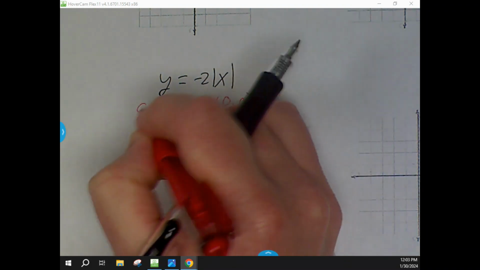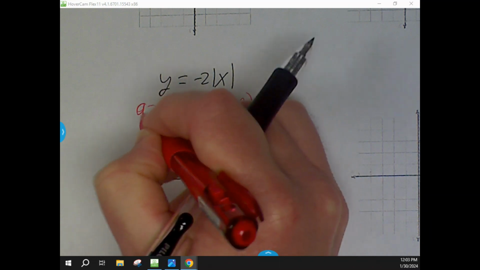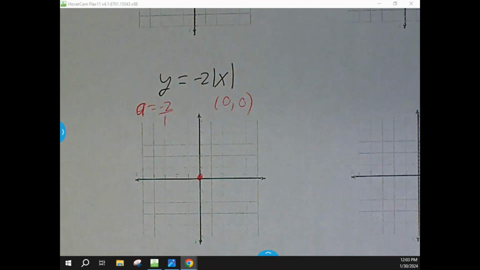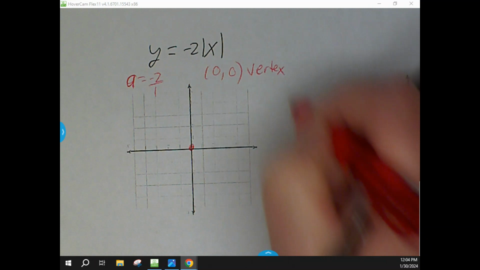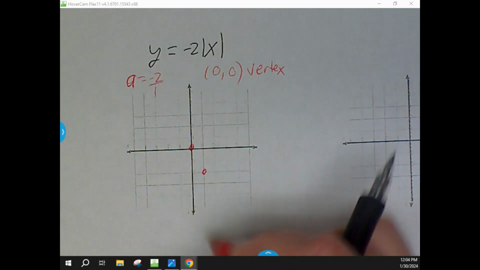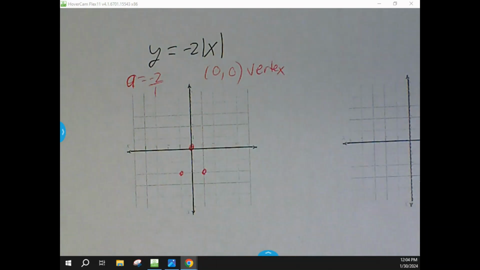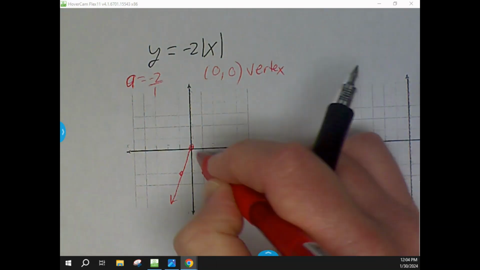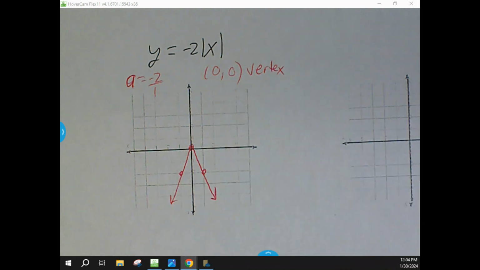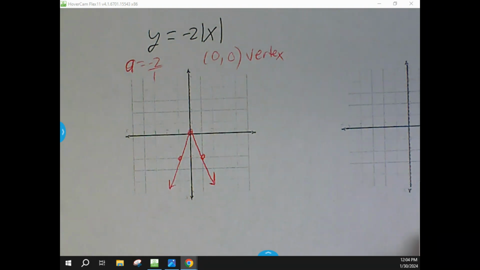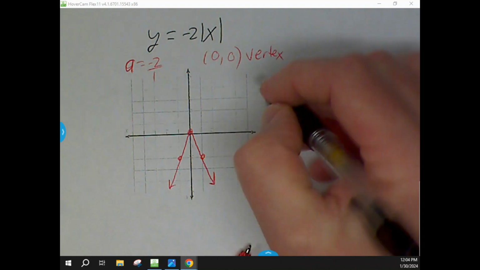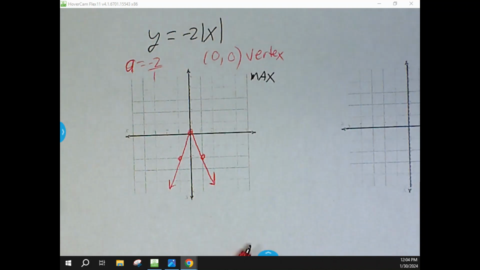For that one, our a value is negative 2. But again, still want it to be like a fraction, so we're going to say negative 2 over 1. So we're going to go down 2 over 1 to the right side, down 2 over 1 to the left side. Okay, so where's the vertex now? Top or bottom? That's at the top. If it's at the top, that means the vertex is a max.